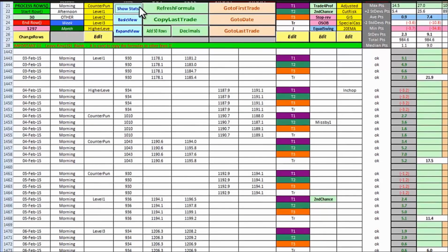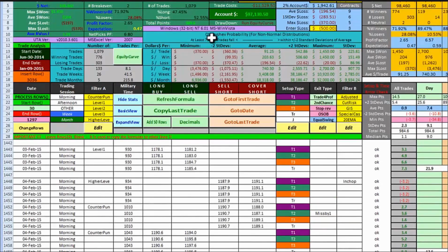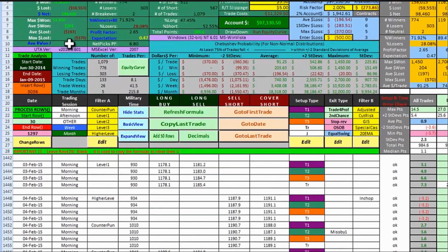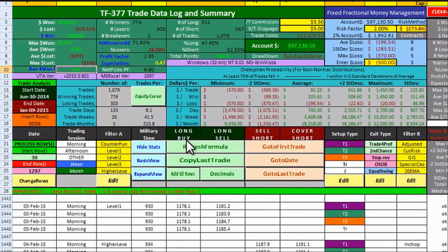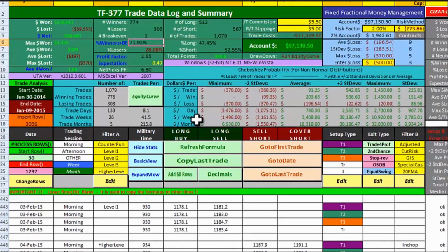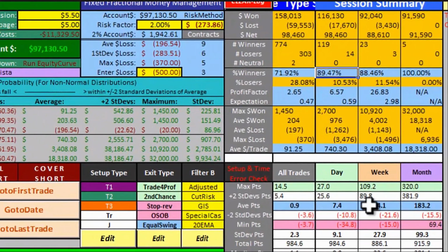All right, so I can show my stats. And the stats are very good. You can see it's got a very positive average win to average loss. It's got a really nice winning percentage, almost 72% per trade on the Russell. That's without using the 20 SMA. The daily sessions are winning almost 90%. The weekly sessions just about the same.